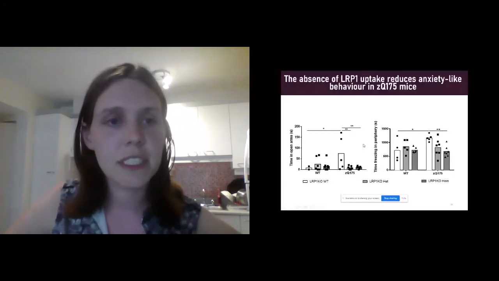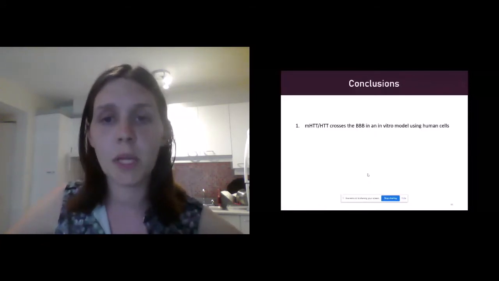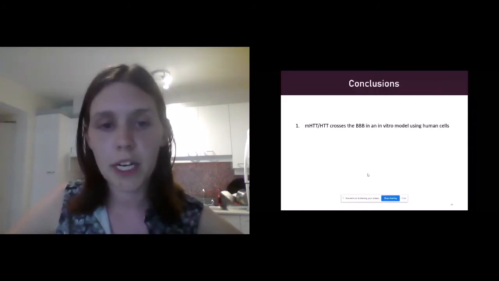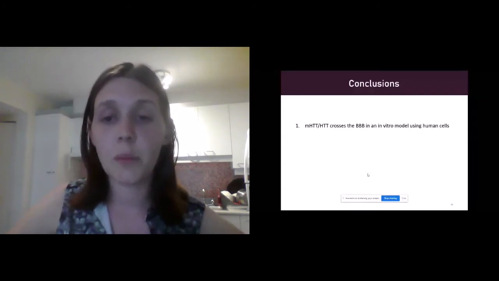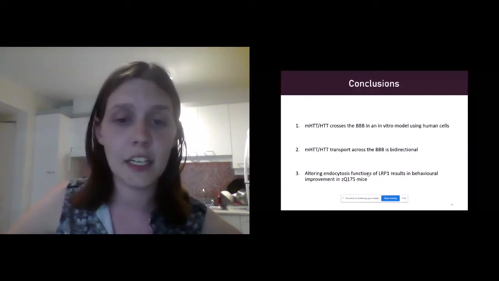So briefly my conclusions, because I think I might be out of time. We think that Huntingtin can cross the blood-brain barrier in our in vitro model, that this transport is bidirectional, and that altering endocytosis functions of LRP1 can contribute to and cause behavioral improvements in zQ mice.